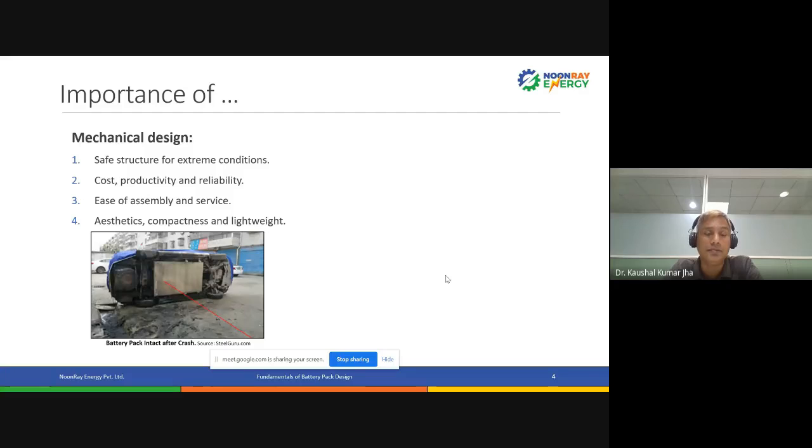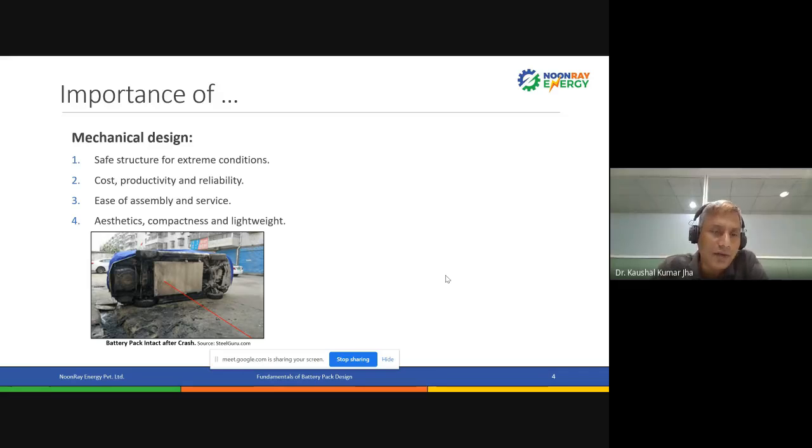And not the last, it should look beautiful, aesthetic. It should be compact because space is also at a premium in mobility applications like car, two-wheeler or three-wheeler. So within the space, how can we pack the maximum energy? That becomes compactness. And lightweight: if the weight keeps on increasing, what happens finally? It will impact the range.